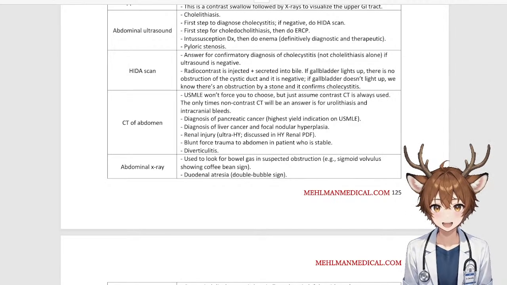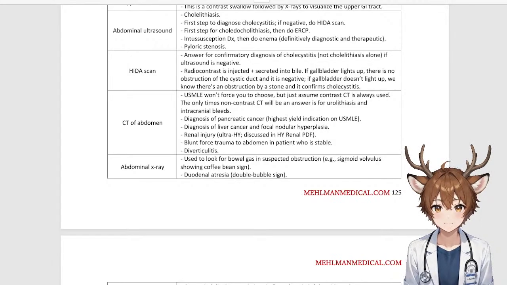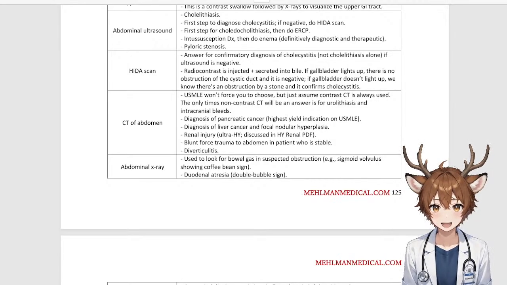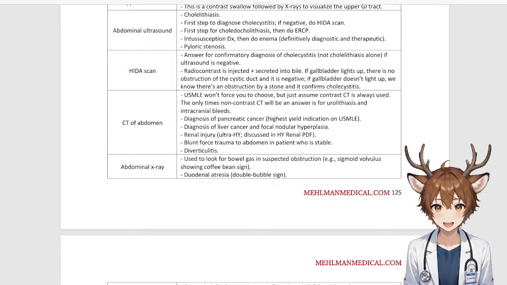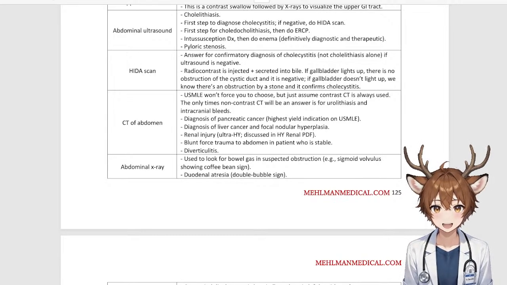Radiocontrast is injected for the HIDA scan and secreted into the bile. If the gallbladder lights up, there is no obstruction of the cystic duct and the scan is negative. If the gallbladder does not light up, we know there's an obstruction by stone and it confirms cholecystitis.